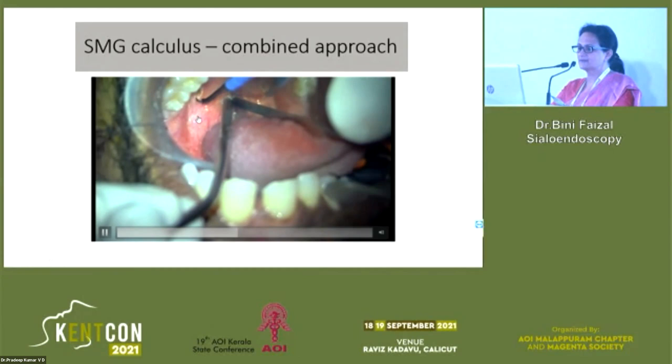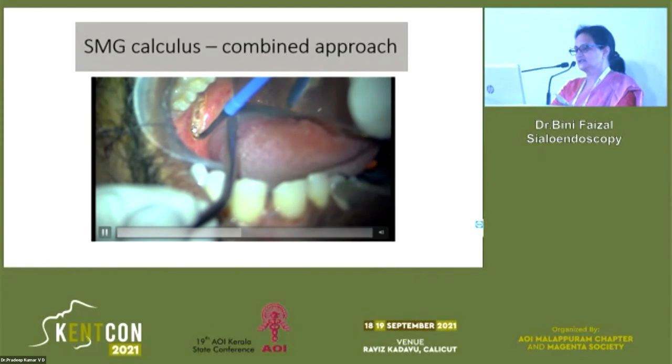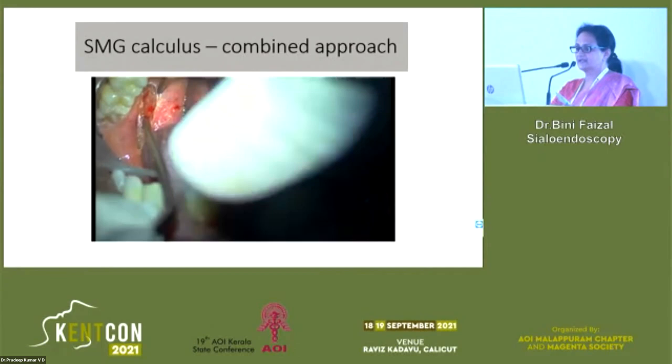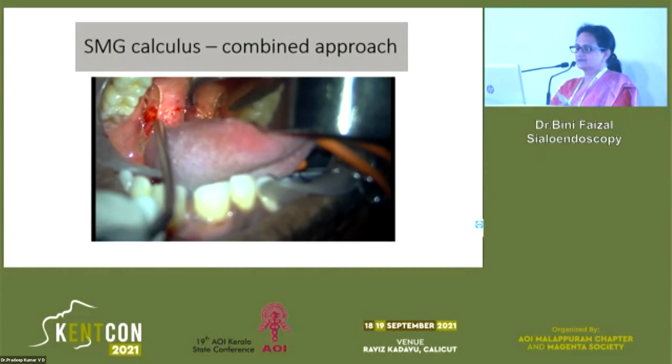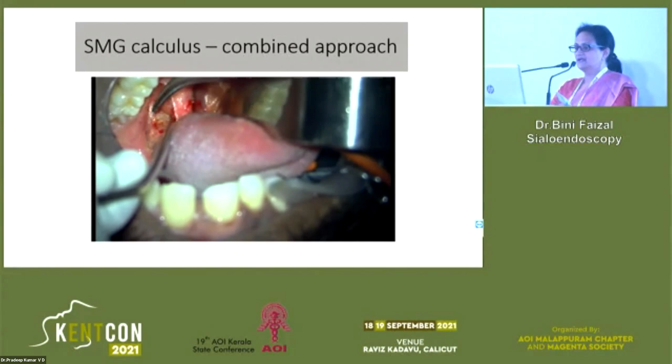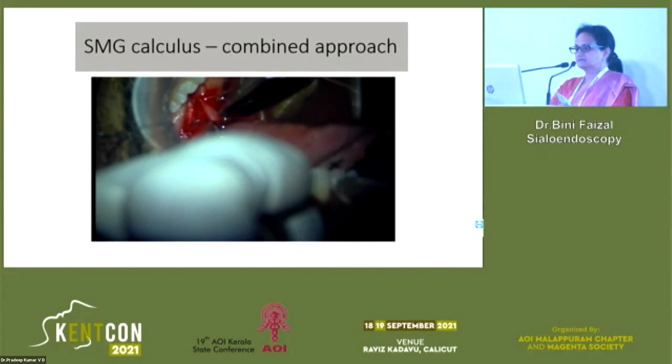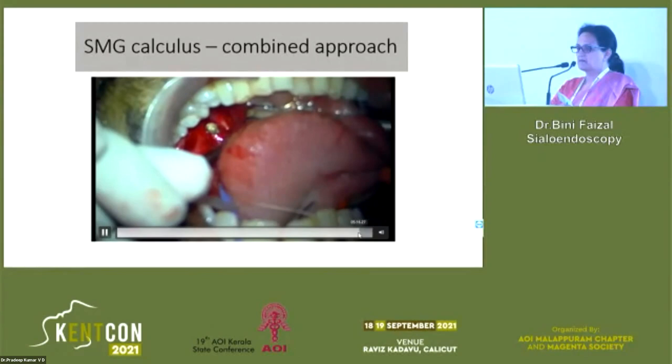If it is an intraglandular calculus or a proximal third calculus, what you will be doing is opening up that area at the second to third molar area. I just wanted to show you the lingual nerve before I go on to the next video. See, that is the lingual nerve coming up. As you identify the lingual nerve, you have to hook it backwards. So that is the incision done to remove the calculus.